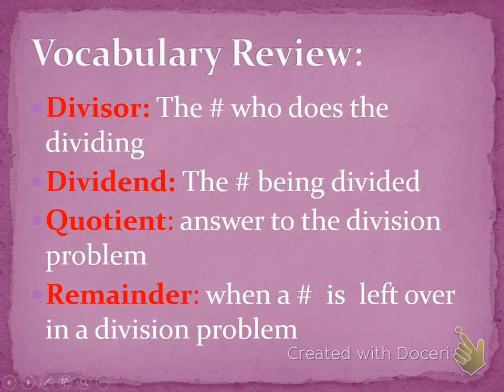A quick review on some vocabulary. The divisor is the number that does the dividing. The dividend is the number that's being divided. The quotient is the answer to the division problem. And a remainder is when a number is left over in a division problem.